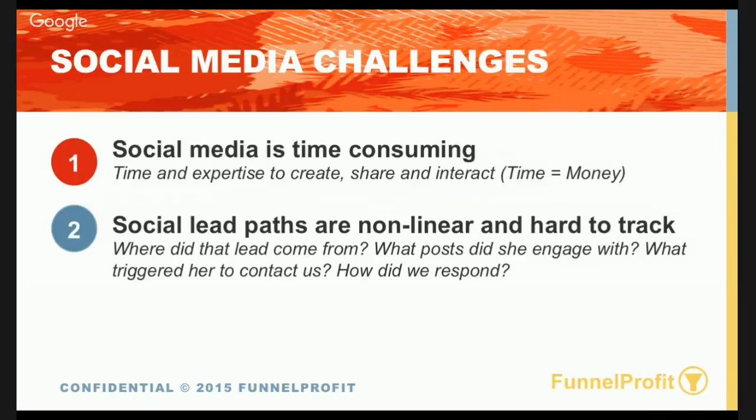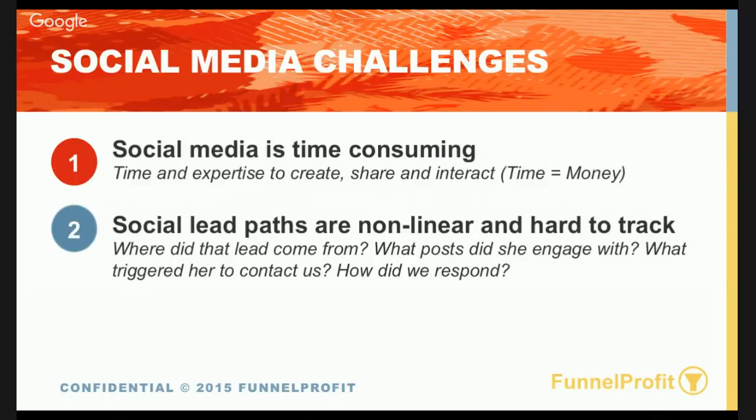The second major challenge is that social lead paths are nonlinear and hard to track. What that means is when somebody engages with you in the social media channels, such as Facebook or Twitter or LinkedIn, how do they go through that path? There are a lot of loops and back and forths in social media that are nonlinear. That makes them hard to track.